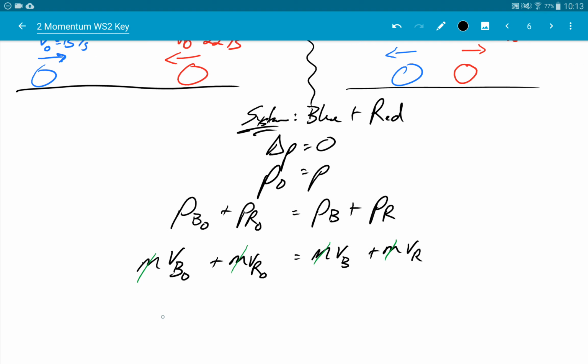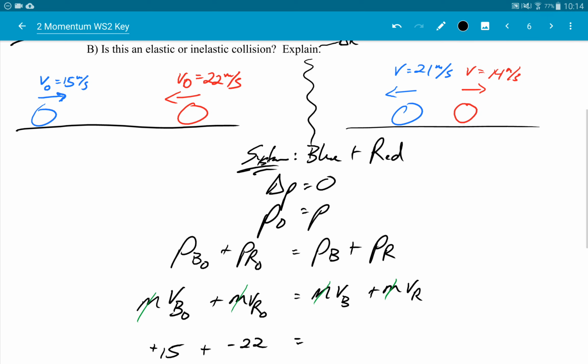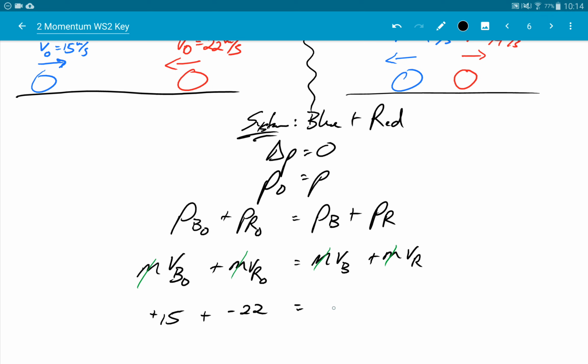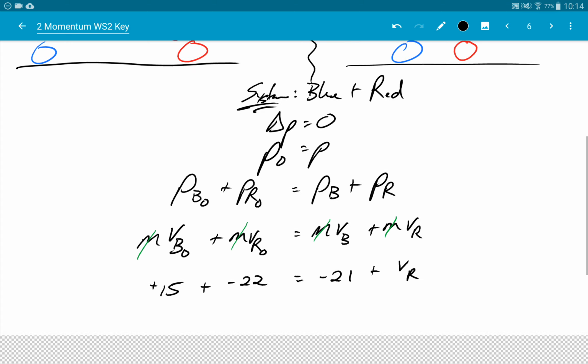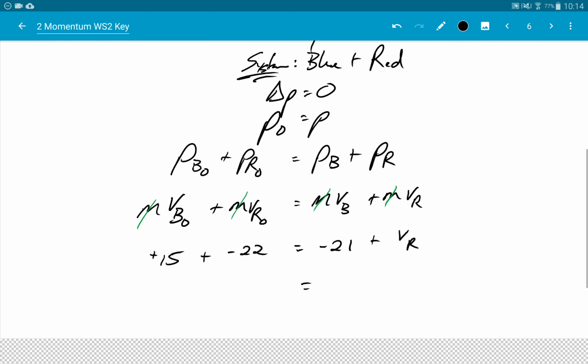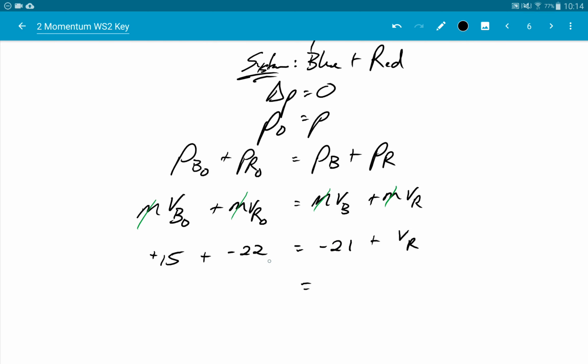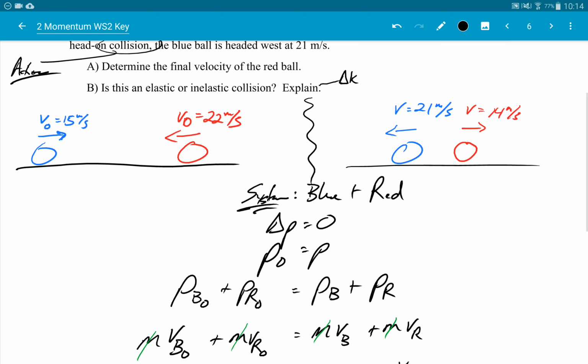We know that the blue one was going at positive 15. You can put an explicit positive there. The red one's going at negative 22. And then afterwards, we know that the blue one's going at 21, but to the left, so negative 21, plus the velocity of the red one. Hey, check that out. We can just solve for that. I add the 21 over there, so I get a negative 1 overall. So then I have 14. And since we were in SI units beforehand, I know it's SI units afterwards. I get 14 meters per second.